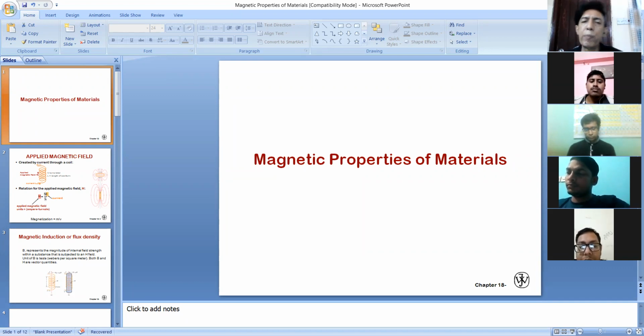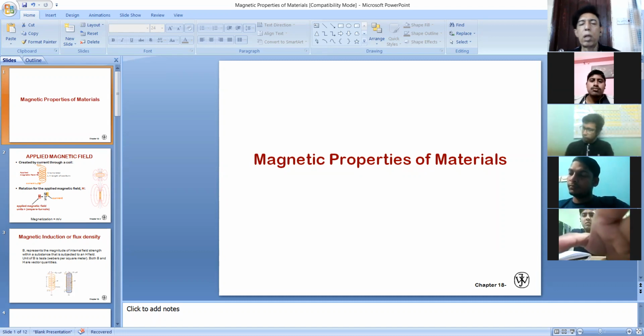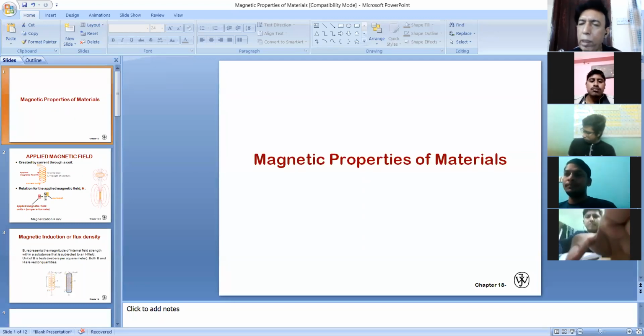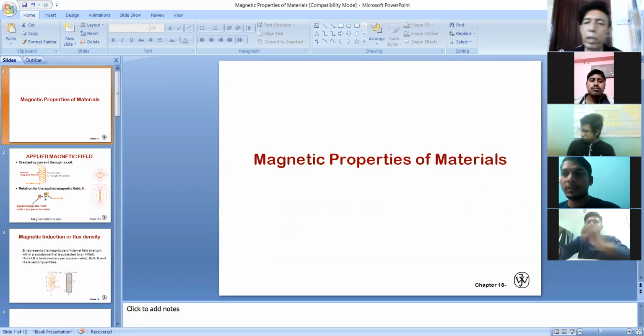So if a magnet does nothing to a material, it is a non-magnetic material. But if it attracts or repels a material, then we call it a magnetic material. We require every type of material, a non-magnetic material and a magnetic material.